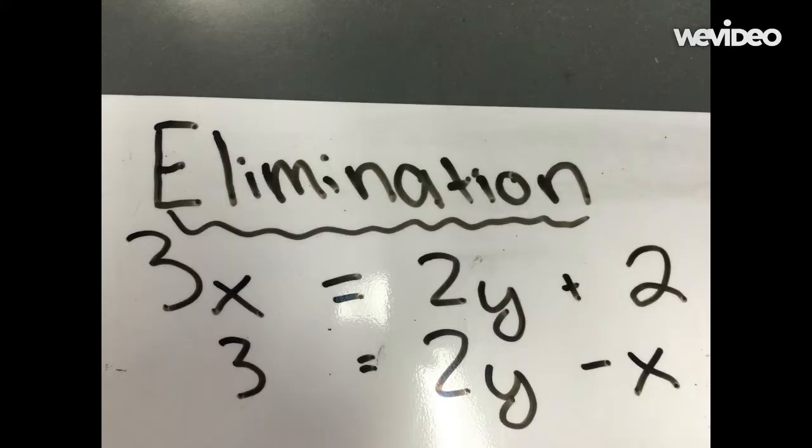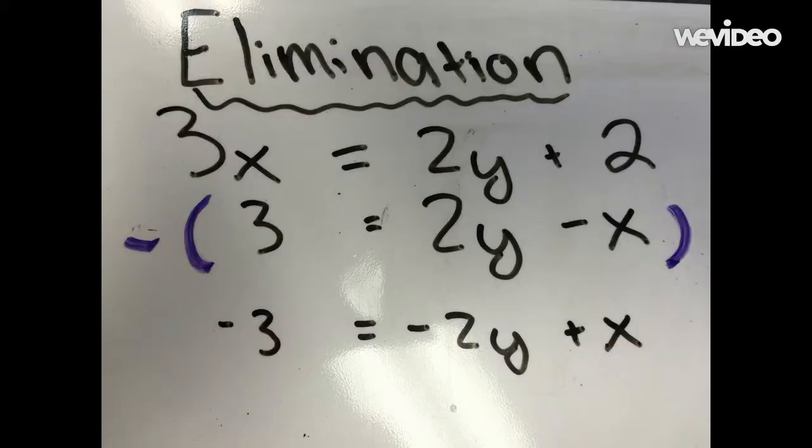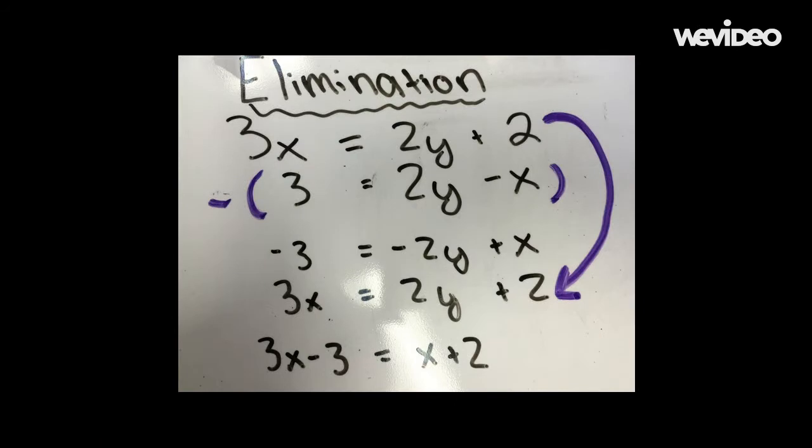The first example we have of this is 3x equals 2y plus 2 and 3 equals 2y minus x. I decided to multiply the second equation by negative 1 so that I could then get a negative 2y to cancel out the positive 2y in the first equation. Here I just wrote the first equation back down so we could easily add them up, and when you add them you get 3x minus 3 equals x plus 2.